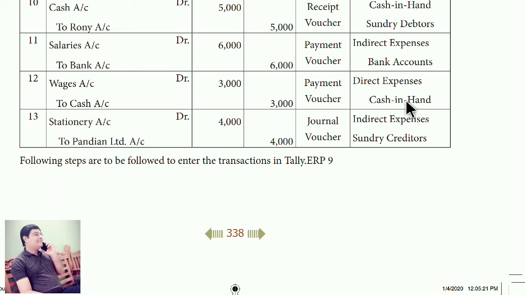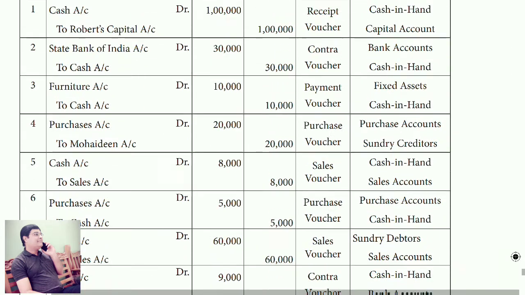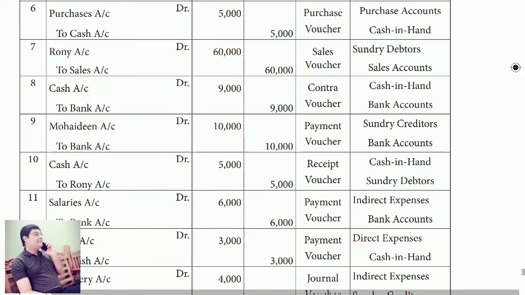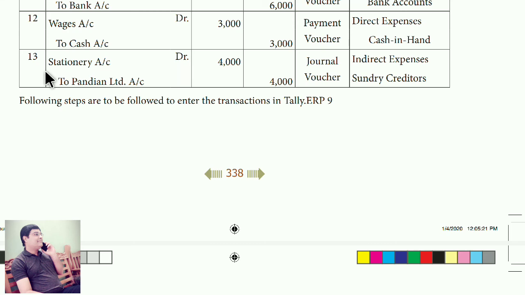Last entry, the 13th entry. Purchase stationery from Pandian Limited on credit. So what comes in? Stationery. So stationery account debit to Pandian Limited account, 4000. It is a journal voucher because we purchase only an office item, stationery. Stationery is an indirect expense and we have to make the payment, so it is sundry creditors. Pandian is a sundry creditor.